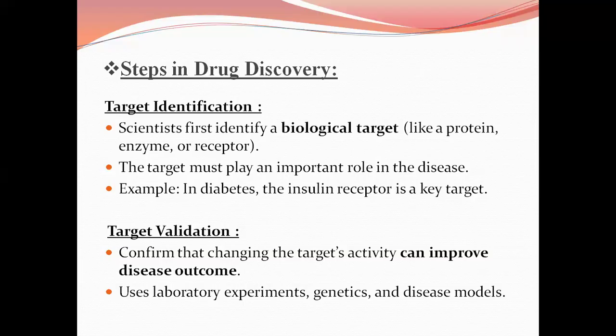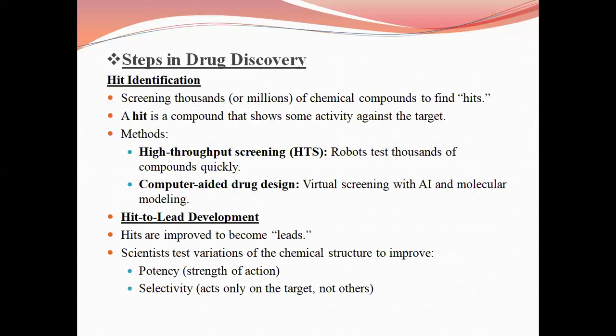Example, in diabetes, the insulin receptor is the key target. This is a good example of how target identification takes place in a drug discovery process. Target validation confirms that changing the target's activity can improve the disease outcome. Use laboratory experiments, genetics, and disease models. Steps in a drug discovery, hit identification. Screening thousands or millions of chemical compounds to find hits. A hit is a compound that shows some activity against the target.